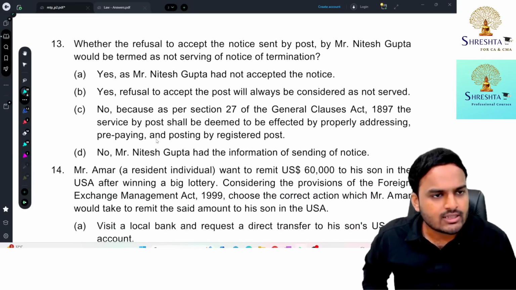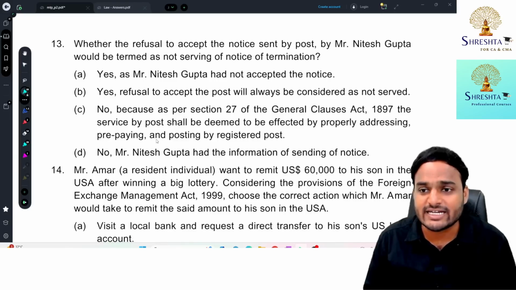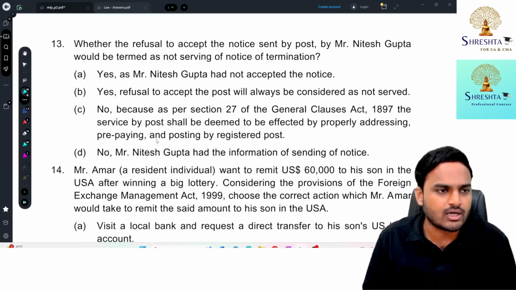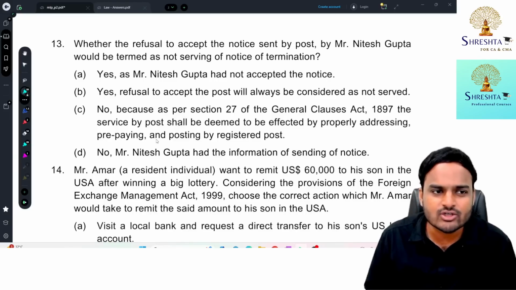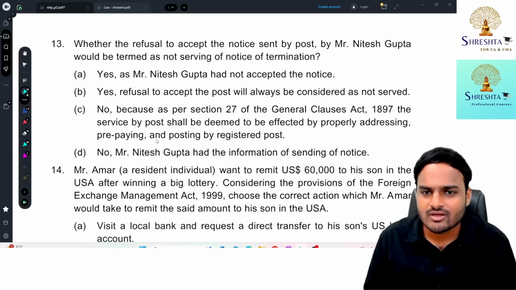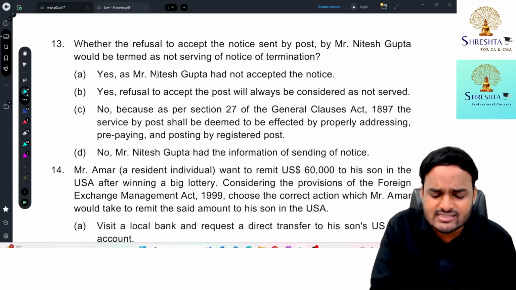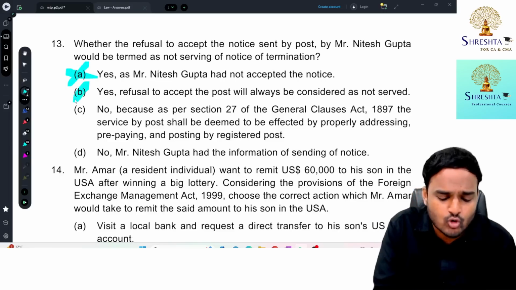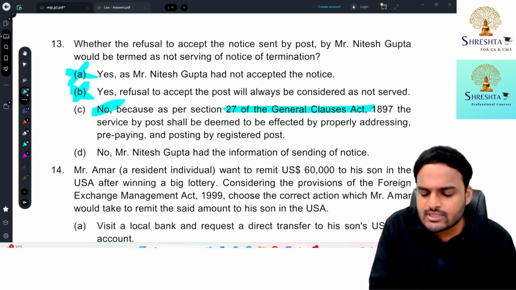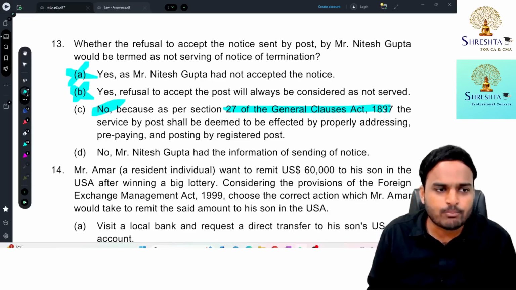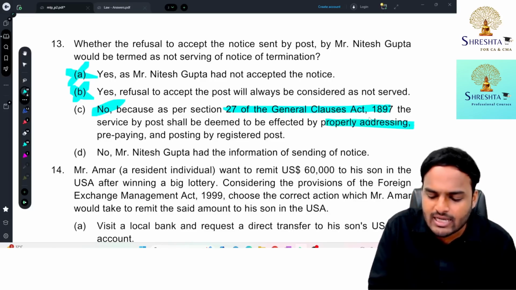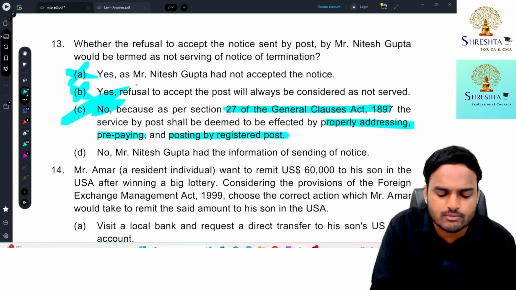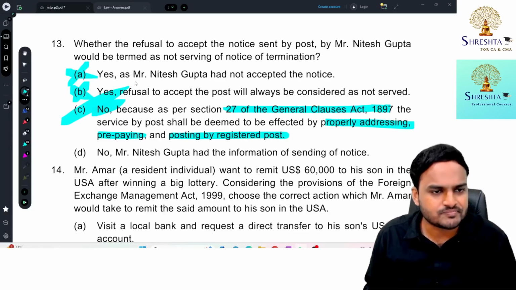Next, whether the refusal to accept the notice sent by post by Mr. Nitesh Gupta would be termed as not serving of notice of termination. Let's see the options. Yes, as Nitesh Gupta had not accepted the notice. Wrong option. Yes, refusal to accept the post will always be considered as not served. Wrong option. No, because as per section 27 of the General Clauses Act 1897, service by post shall be deemed to be effected by properly addressing, prepaying, and posting by registered post. C is the correct option.